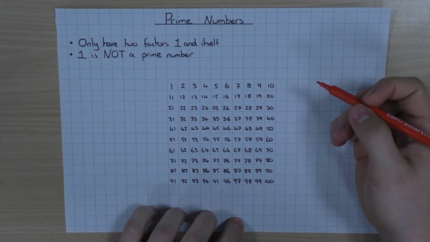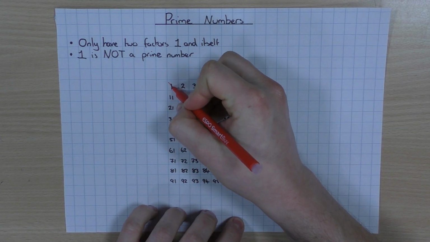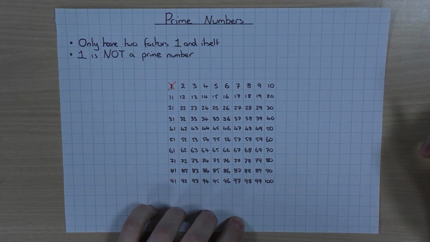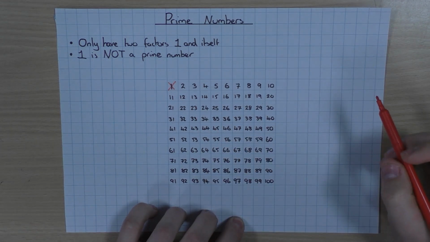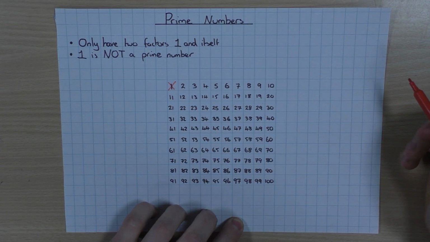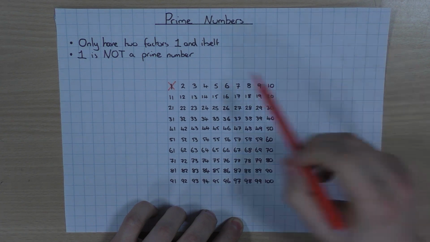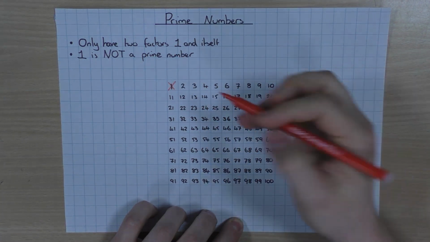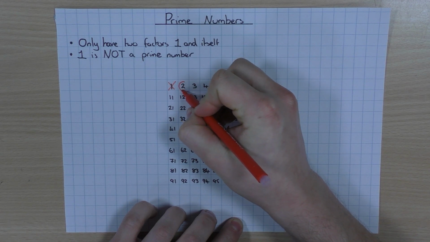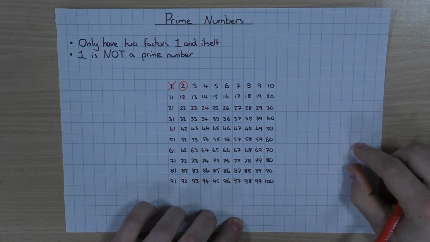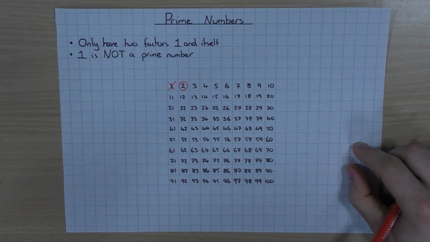So here's a list of numbers 1 to 100. And I'm going to cross off 1 straight away. 1 is not a prime number. Let's have a look at number 2. Number 2 is prime, and it's the only even prime number. The only factors that 2 has are 1 and 2, so 1 and itself. So 2 is a prime number, and as I say, it's the only even one.